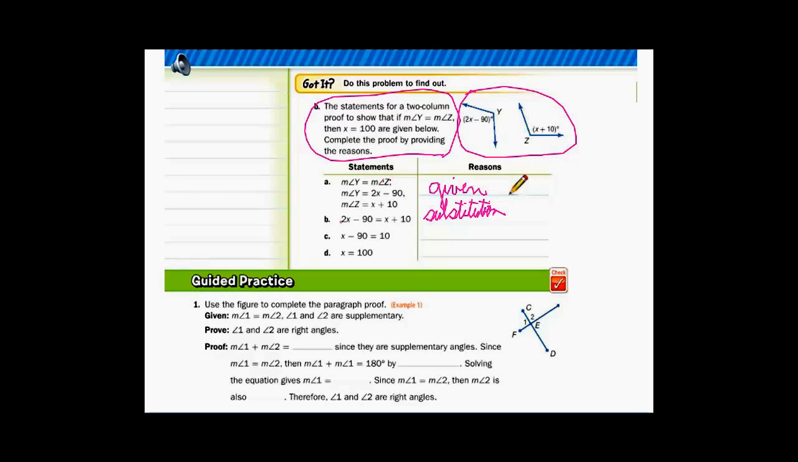Now, if I have this equation, we've been solving ones like this for a long time. Couldn't I just subtract x from both sides? Right? If I subtract x from both sides, wouldn't I end up here? So what reason would that be? Subtraction property of equality.